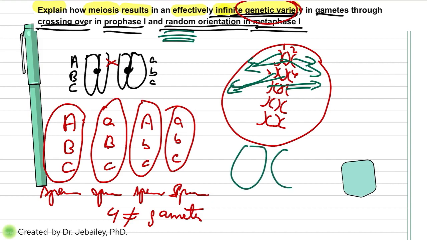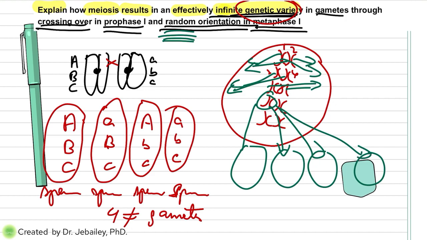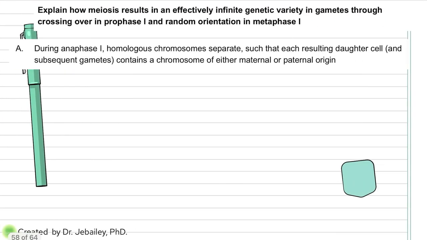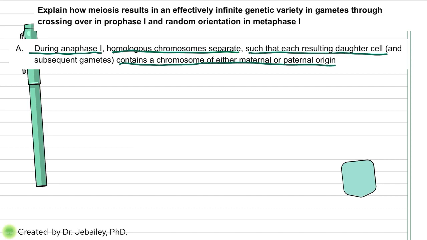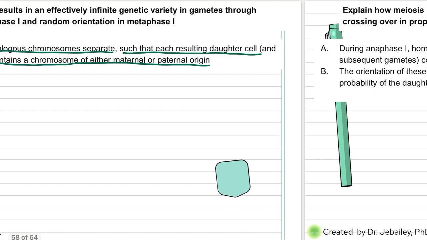So by having this randomness, what does it mean? That means in the end, you can have those 4 sperms or eggs by random chance. Maybe this one will come here, or this will come there. We don't know. It's all by chance, depending on where these chromosomes were located during metaphase and how they were separated in anaphase. So look at the mark scheme. It says during anaphase 1, homologous chromosomes separate such that each daughter cell contains a chromosome of either maternal or paternal origin. So this is just saying that you're separating them during anaphase.